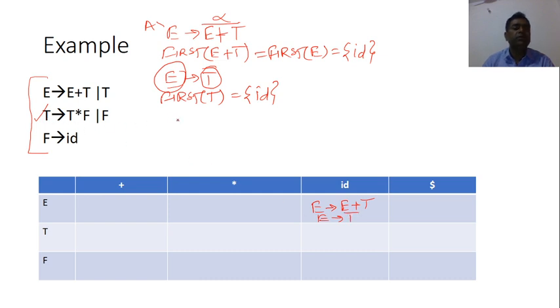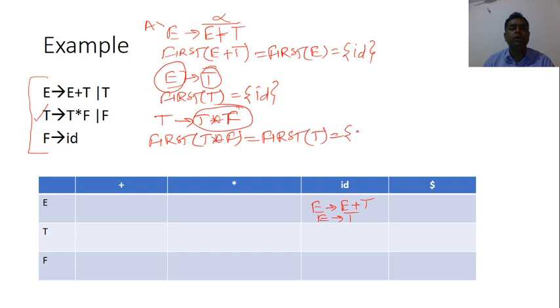Now consider the next production T → T * F. Find first of T * F, that is first of T, and it is equal to id. So I can enter this production T → T * F in the row T and id column. In the T row and id column, I have to insert T → T * F.